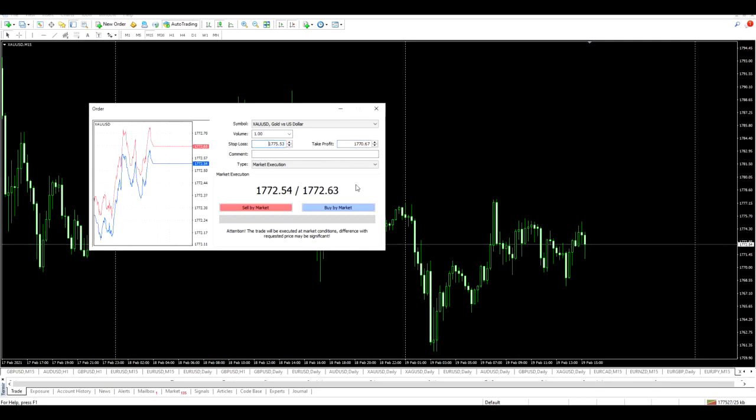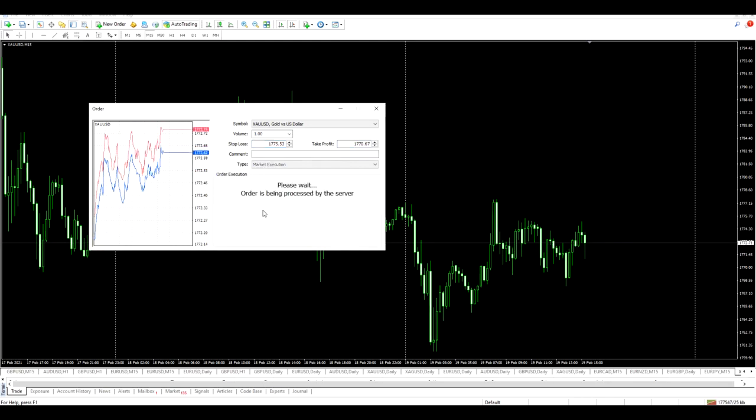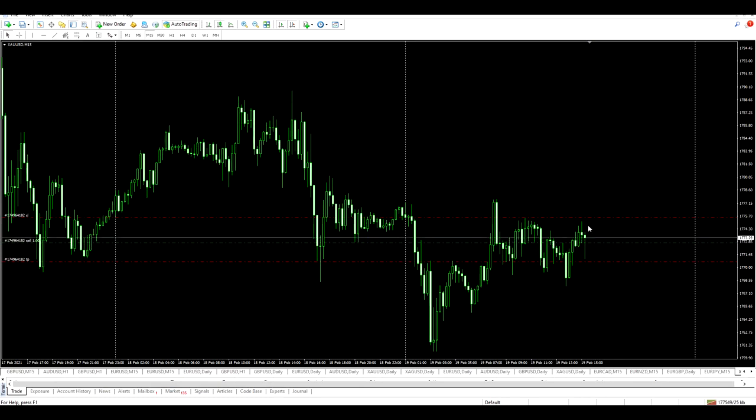Because I'm right at the point of suggested entry, close to it, I'm just going to do a market execution order. And so I'm in the trade, and my stop loss is up here. My take profit target's here, and that's where I entered. So I'll keep an eye on this and come back and show you more in just a moment.